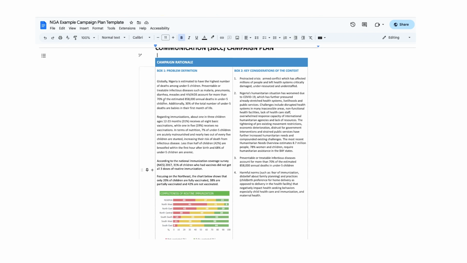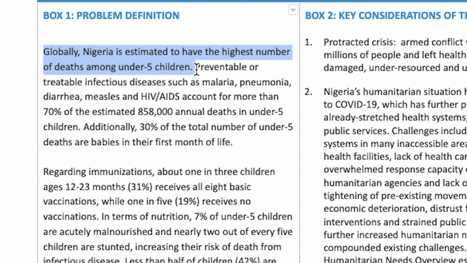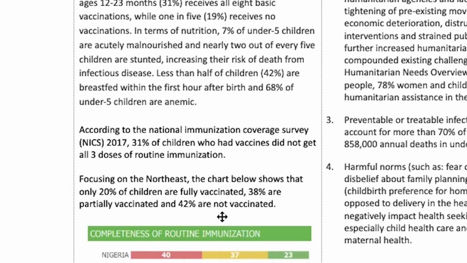And through various sources, I've gathered that the main problems in Nigeria regarding early childhood immunizations are: globally, Nigeria is estimated to have the highest number of deaths among children under the age of 5. Infectious diseases that could be prevented through vaccination cause thousands of deaths annually, yet 40% of children go unvaccinated during a crucial age for early immunization. And according to the National Immunization Coverage Survey, NICS, in 2017, nearly a third of children who had gotten vaccines did not get all required doses of routine immunization.